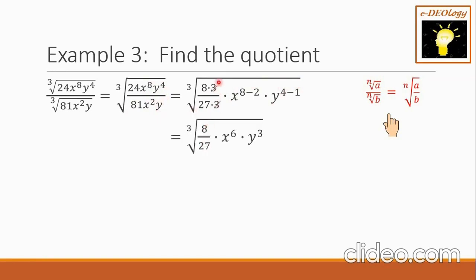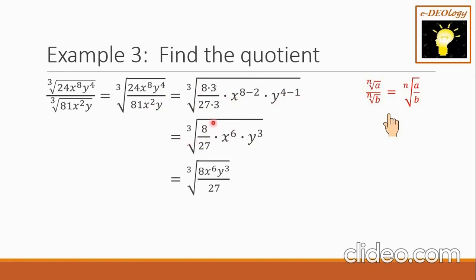Next, we can now simplify our coefficients. We can now cancel the 3. So only the 8 over 27 will come down. For the x, we have the 8 minus 2. We have the power 6. So x raised to 6. For the y, we have 4 minus 1 power. So we have now the y cube. Of course, they are all inside this cube root.